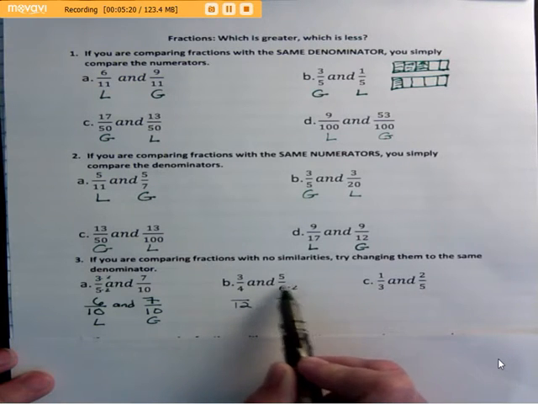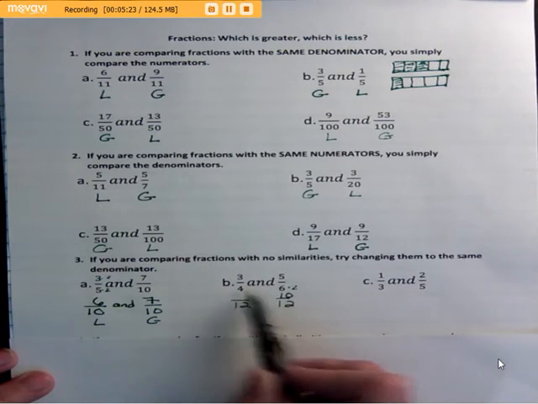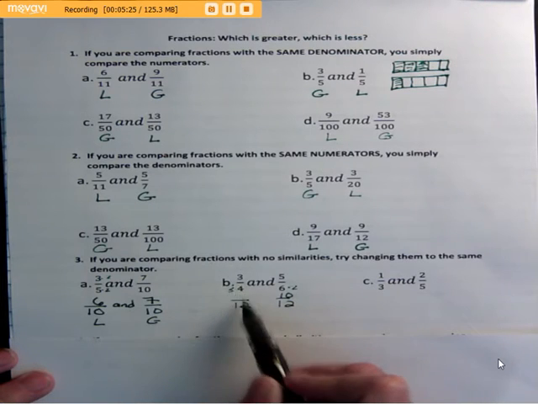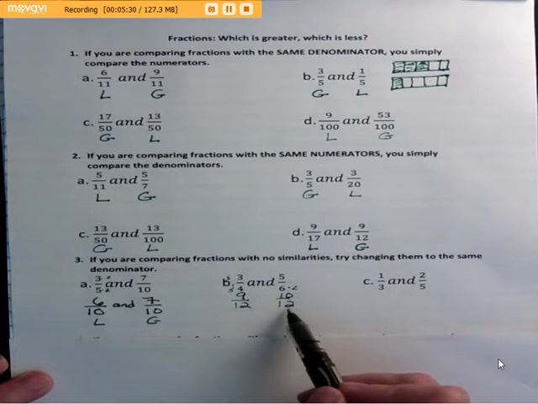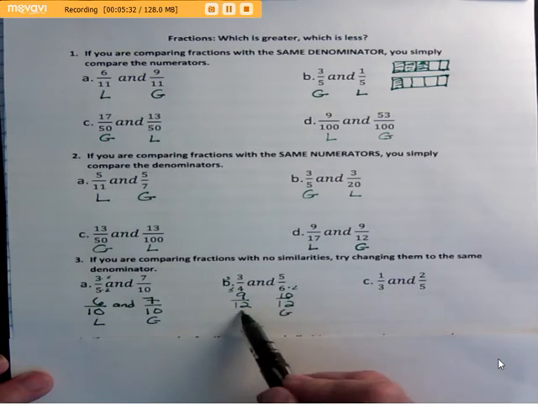6 times 2 is 12, so 2 times 5 is 10. 4 times 3 is 12, and so 3 times 3 is 9. And once we do that, we can see the greater fraction is this one, and this is the lesser one.